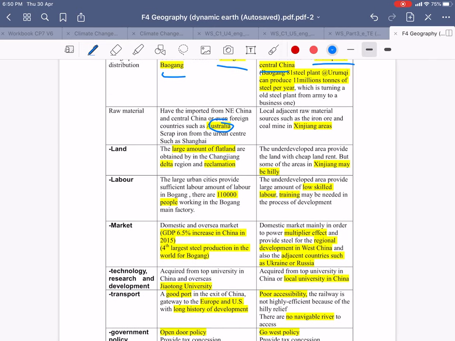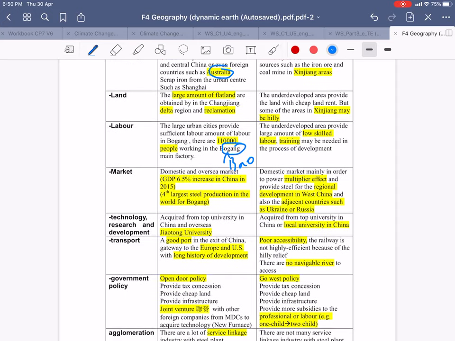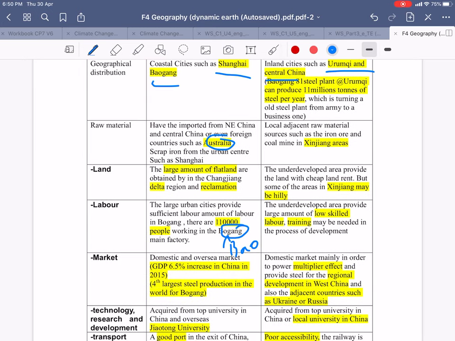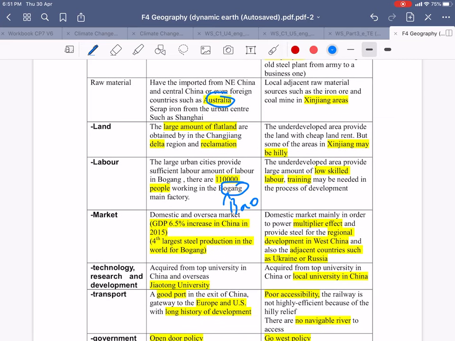And then the labor, for the Wugang, Maogang, Baogang. Look, I miss an A here. Okay, BAO should be BAOGANG. Baogang, there are more than 100,000 people working in there. Okay, how about the inland area? Raw material is relatively more available than Baoshan, because the Xinjiang area does have some raw material such as iron ore and coal mine. Okay, but the land is hilly. How about the labor? Not very much labor is available. Okay, training may be needed.